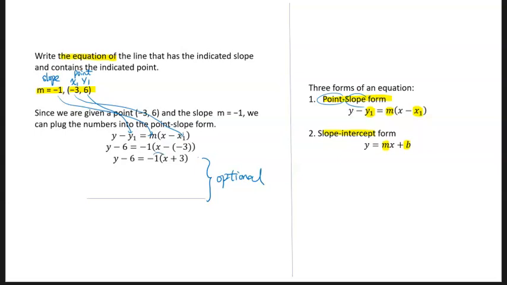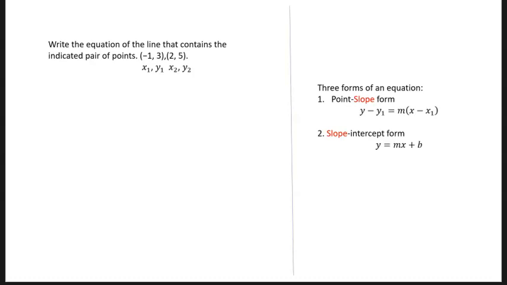We can get rid of parentheses by distributing -1, and then we can move -6 to the right side by adding 6. Now we end up with this, which is the slope-intercept form, because y is by itself, a number times x is the slope, and the other number is the y-intercept. So now we have both formats here. This one is called the point-slope form, and this one is called the slope-intercept form. Now let's look at another example.